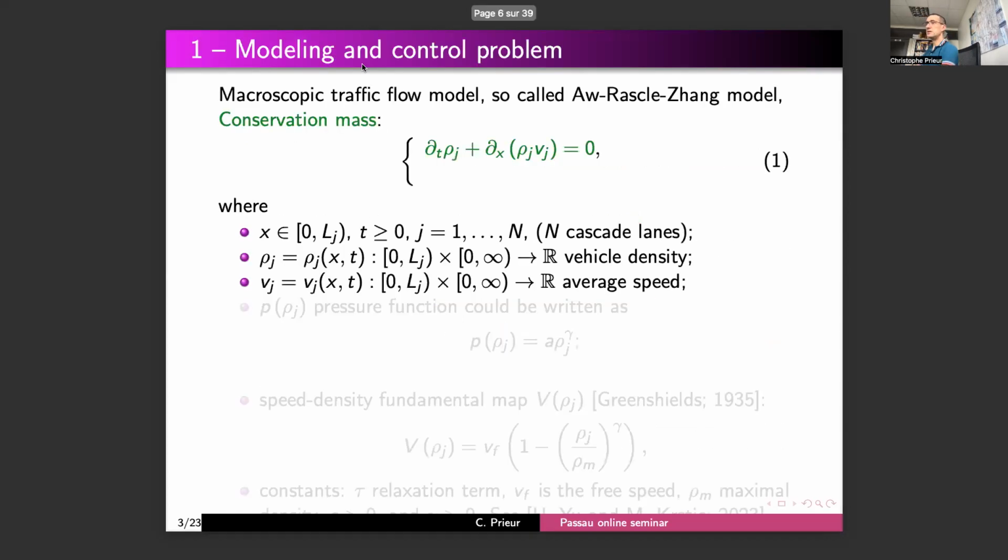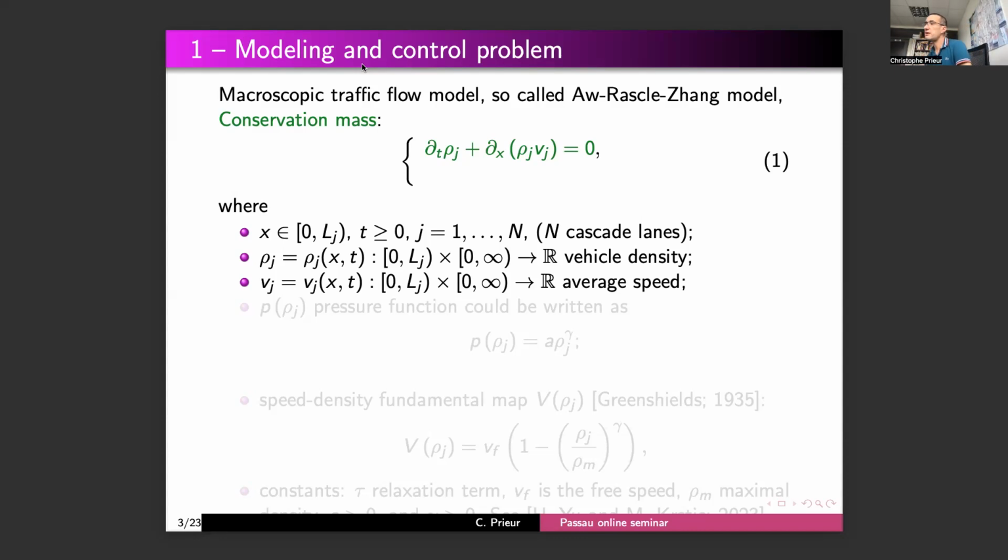Okay. So first, let us start with a very basic model. This is a very classical model on traffic control, the so-called Aw-Rascle-Zhang model. Here I would like to consider several lanes that are just in cascade, let us say capital N cascade lanes. And I will first describe, in the green equation, the conservation of mass, the conservation of mass of vehicles inside of a domain.